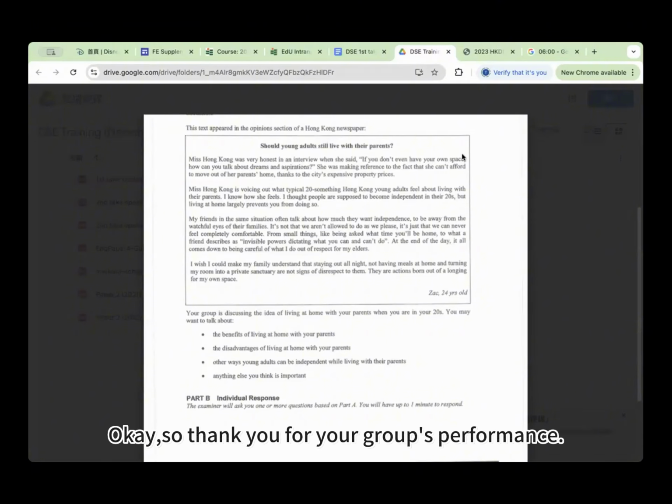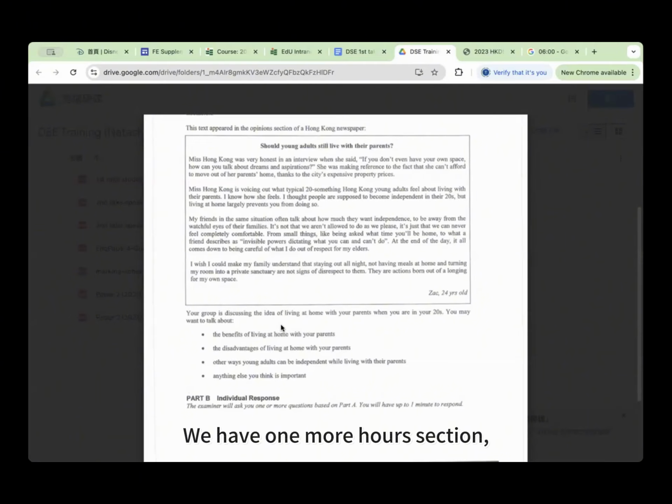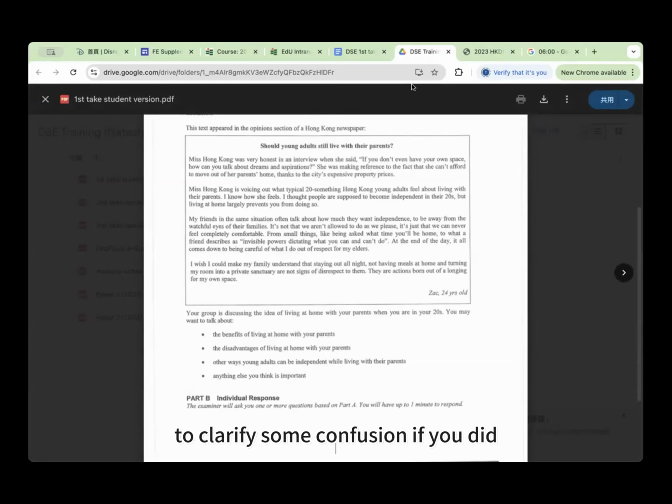Okay, so thank you for your group's performance. That's a good chance for us to learn something. This time we only have time for the group discussions, and in the next session, which is next Tuesday, we have one more hour session and that lesson will mainly be on Q&A. If you have a lot of different questions, just prepare them and I'm ready to answer for you all. And if we do not have as many questions as we need to answer in the hour, maybe we can do another round of discussions if you want, or if not, we can try to do some 1-minute responses as well. We can invite some students to do so. So be prepared with your questions to come to the class next time, so I can help you clarify some confusion if you have any. So is there any question?